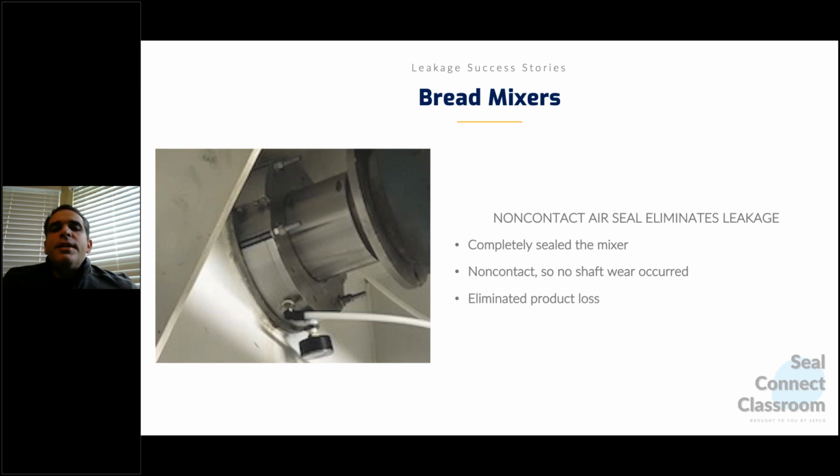The non-contacting air seal solves all of these problems. It sealed the mixer without any shaft wear at all. What we've essentially accomplished is a seal that runs permanently because there's no contact and no wear, which results in no additional maintenance and no additional cleanups. The only thing that needs to be maintained is air pressure on the seal. In a lot of ways, it's a set-it-and-forget-it type of seal that provides tremendous long-run value to the customer.